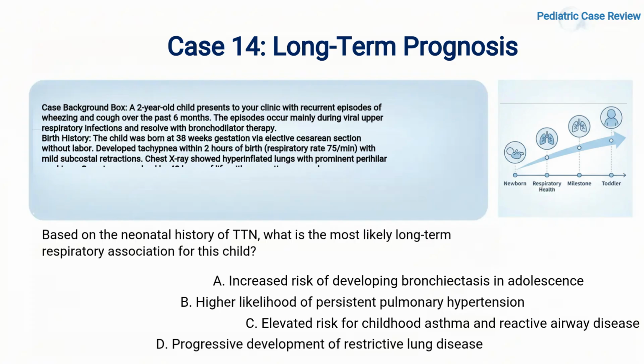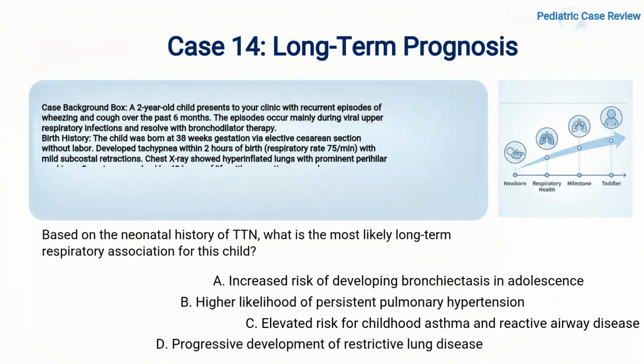The child developed tachypnea within 2 hours of birth with a respiratory rate of 75 breaths per minute and mild subcostal retractions. Chest X-ray showed hyperinflated lungs with prominent parahilar markings. Symptoms resolved by 48 hours of life with supportive care only. The child is otherwise healthy with normal growth and development and no chronic medications. Based on the neonatal history of transient tachypnea of the newborn, what is the most likely long-term respiratory association for this child?